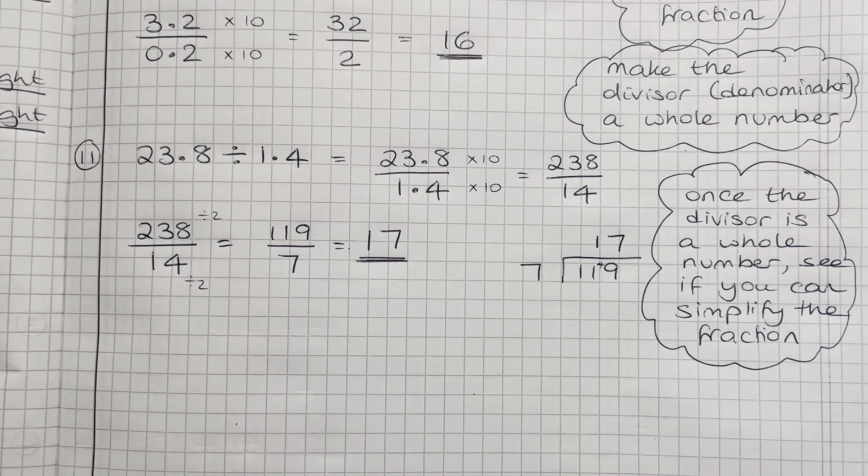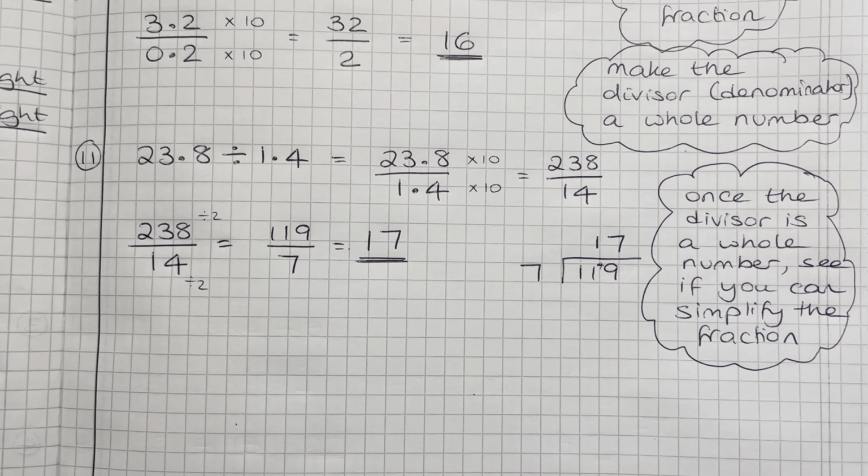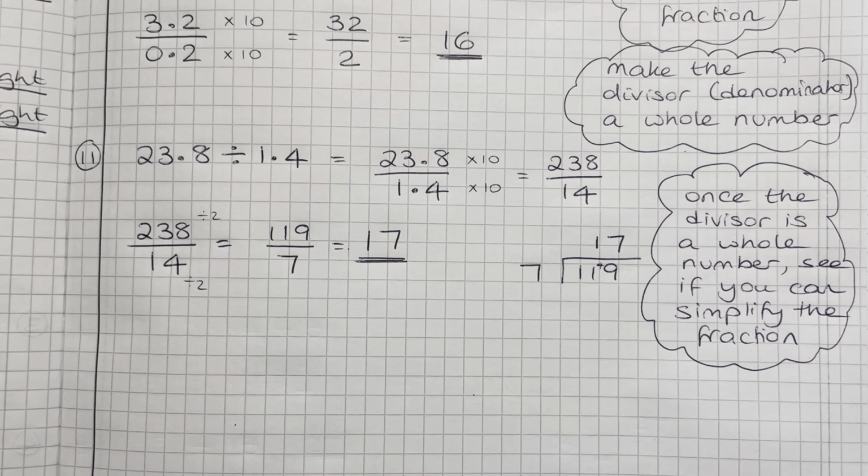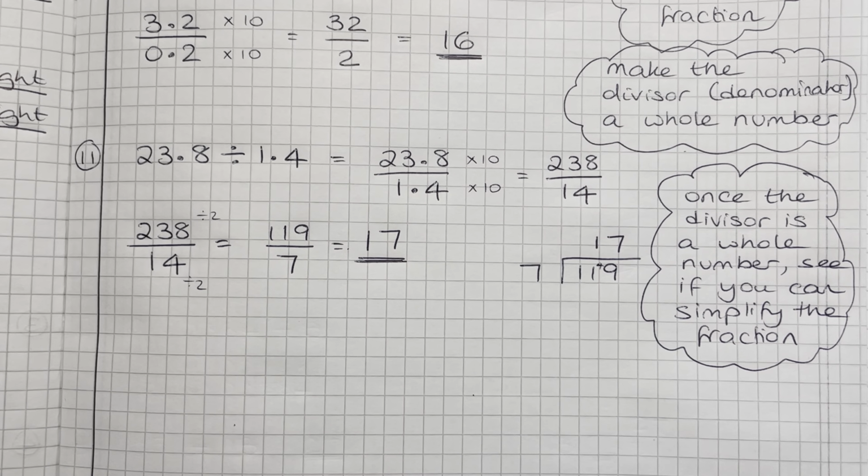Just one comment finally, is that it's okay if you still have your numerator as a decimal. It's the denominator that needs to be a whole number. So if your numerator is still a decimal, that's absolutely fine. You just go back and do exactly the same method as we were doing in part 1. Thanks very much.